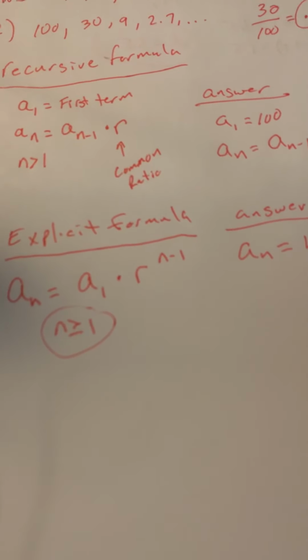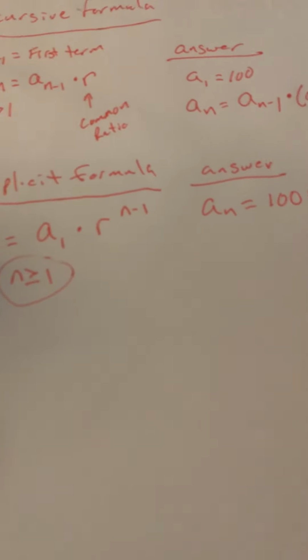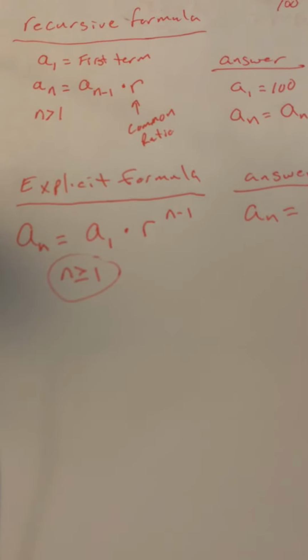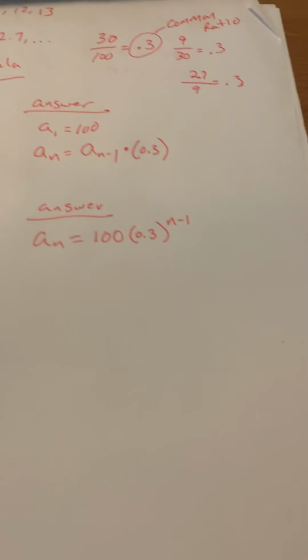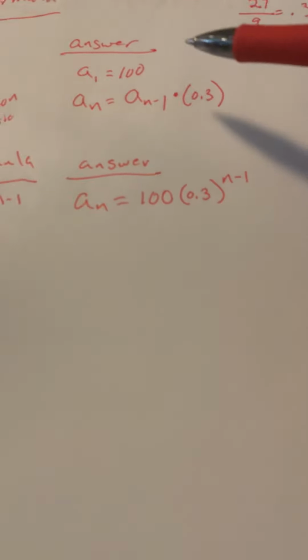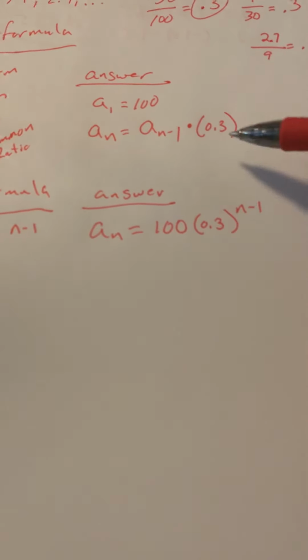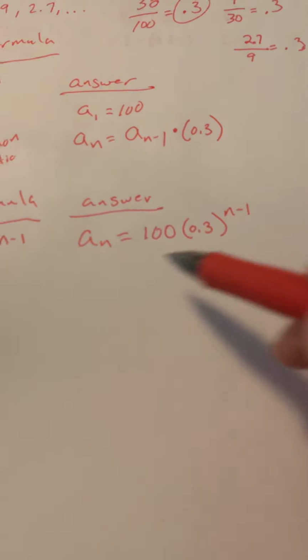So I'm going to times it by 0.3, and I'm going to raise it to the n minus 1 power. Okay, so there's my final answer to problem number 2. Here is my recursive formula. Here is my explicit formula.